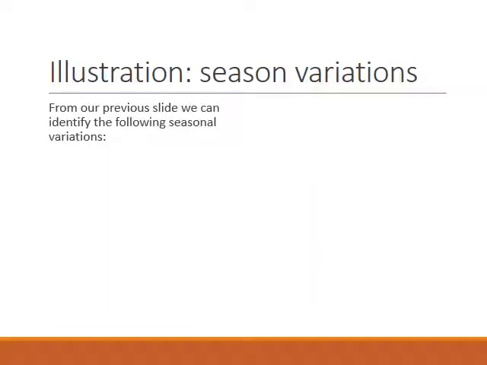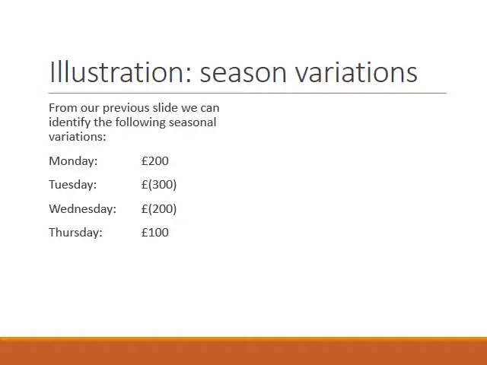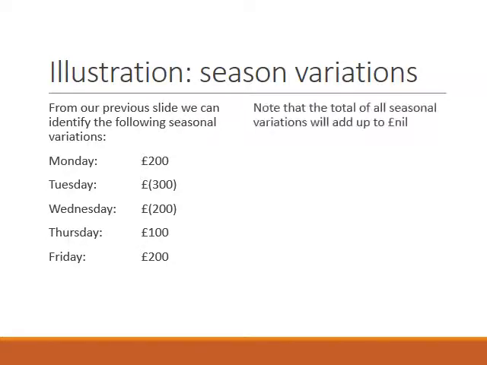Well, if we do that, we notice the following seasonal variations. That Monday, our seasonal variation is plus £200. Tuesday is minus 300. Wednesday is minus 200, as we saw previously. Thursday is plus 100, and Friday is plus 200. One thing to note about seasonal variations is if we add them up for all of our different days, it will come up to 0.